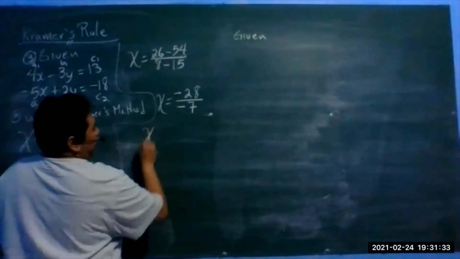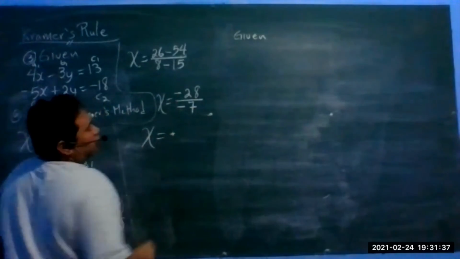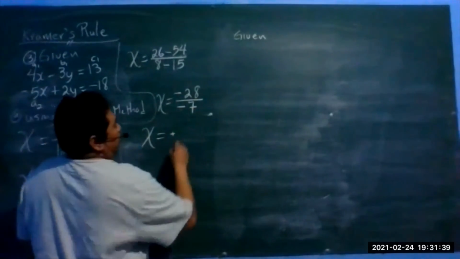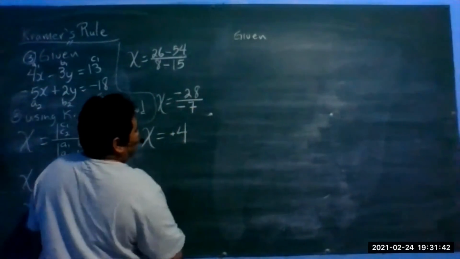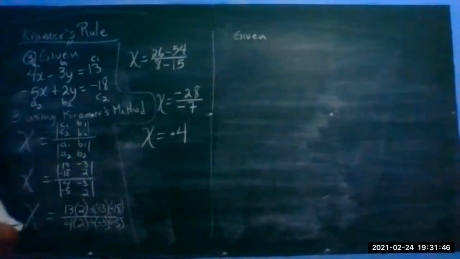And so a negative divided by a negative is obviously a positive, and 28 divided by 7 is 4. So that is my result for this one, at least the x for this one.